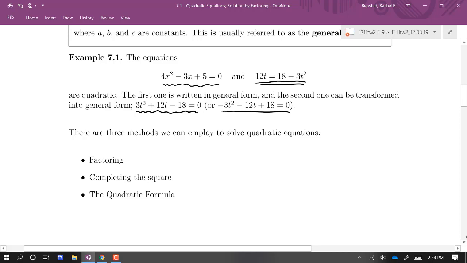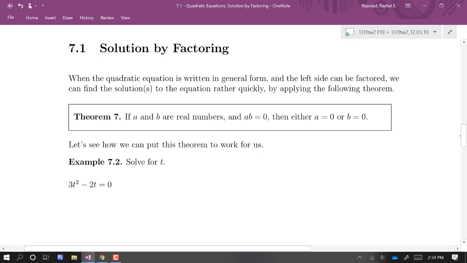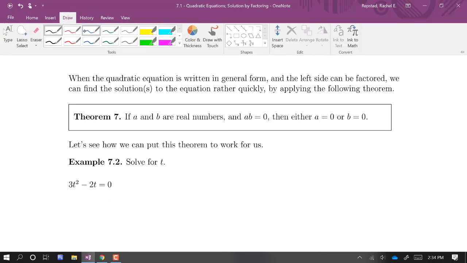We'll in fact derive the quadratic formula. The quadratic formula is what you get when you complete the square on a generic quadratic equation. But today we're going to focus on factoring. Are you excited? Okay.